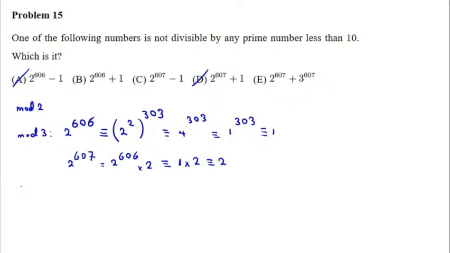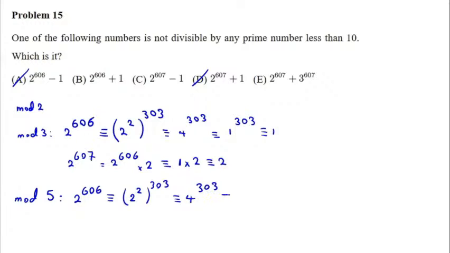Now, let's consider the last term is not a multiple of 3. Let's consider mod 4. We don't need to check because all of them are odd. Mod 5. So again, 2 to the power of 606 mod 5. It will be 2 squared to the power of 303. 2 squared will be 4 to the power of 303.